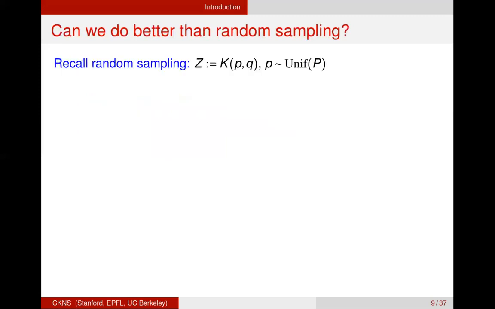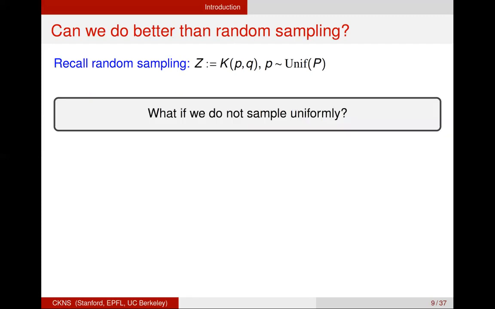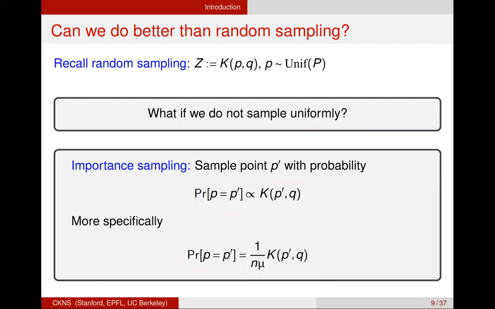Let's get back to random sampling, and remember that in random sampling, we were choosing points uniformly at random from our dataset. But the question is, what is the right distribution to sample from? This leads to importance sampling. Ideally, we want to sample points with probabilities proportional to their contribution. More specifically for this problem, ideally we want to have probabilities equal to 1/(n mu) times their contribution. 1/(n mu) is the right normalization factor since the summation of these kernel values is equal to n mu.